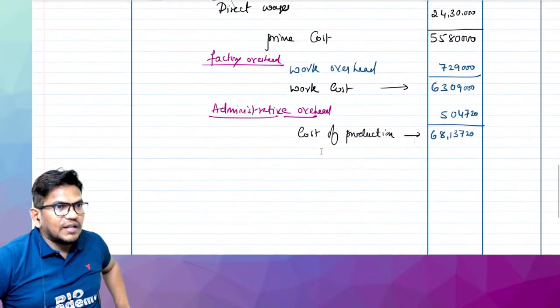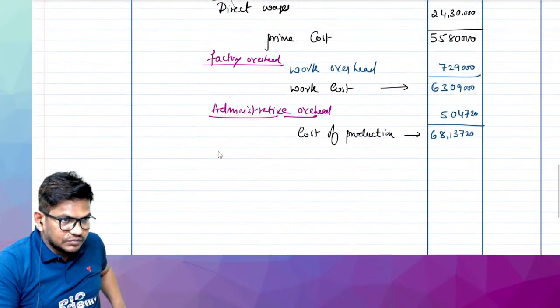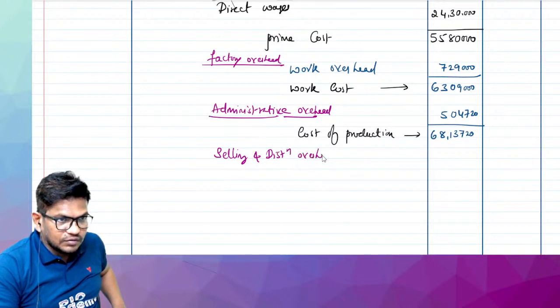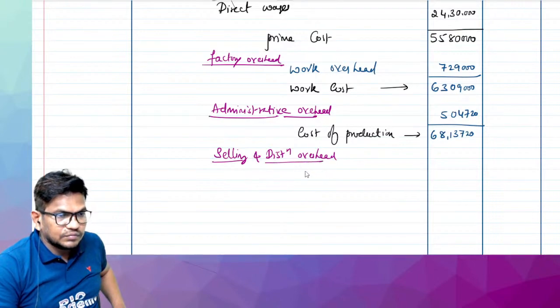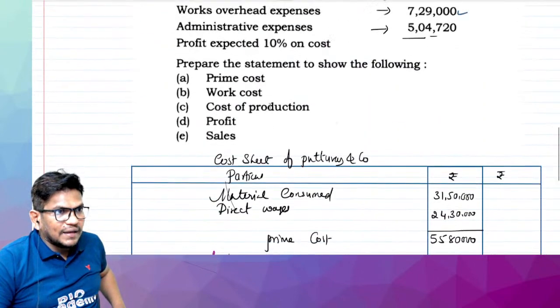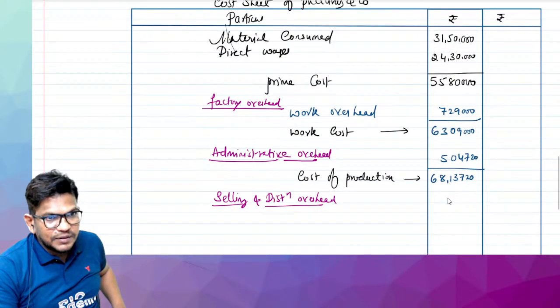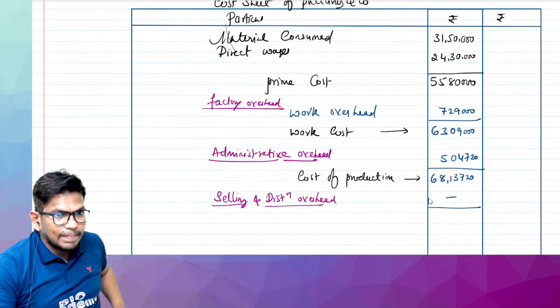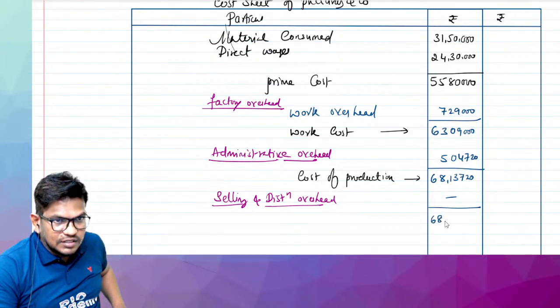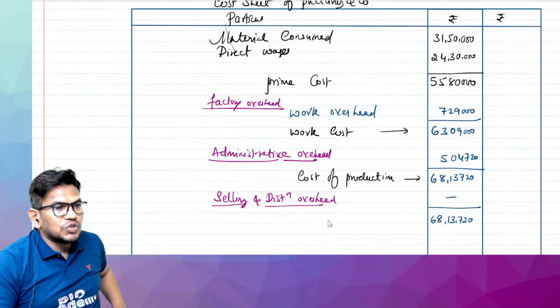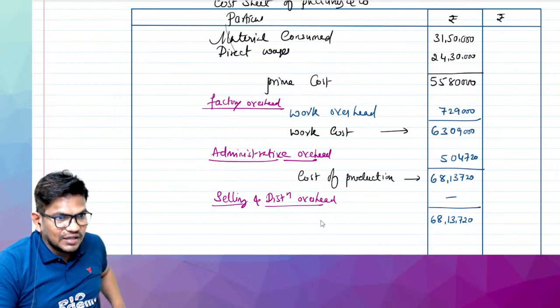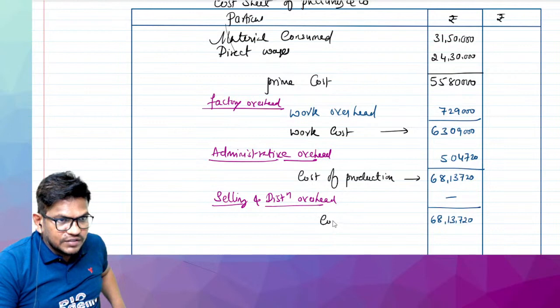Cost of production. Next comes what? Selling and distribution overhead. Do you have any selling and distribution here? Tell me. No, nothing. So just add, there is nothing in this. 68,13,720. So this is your cost of sales.